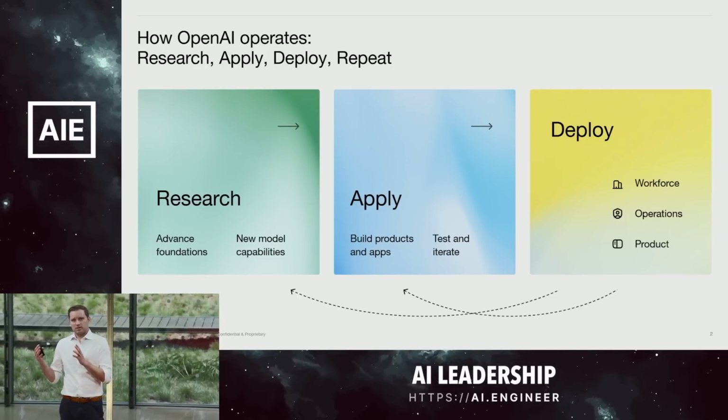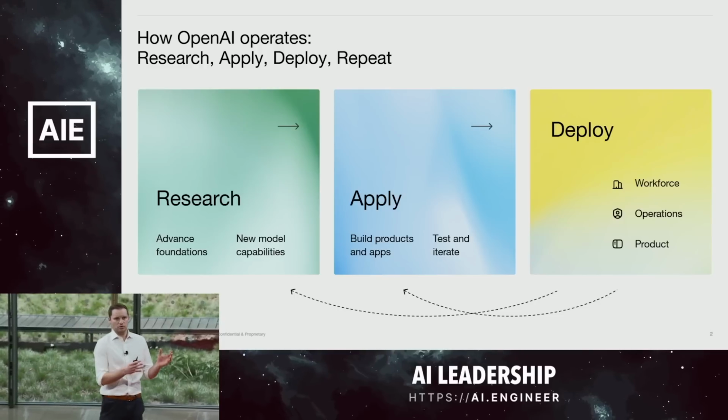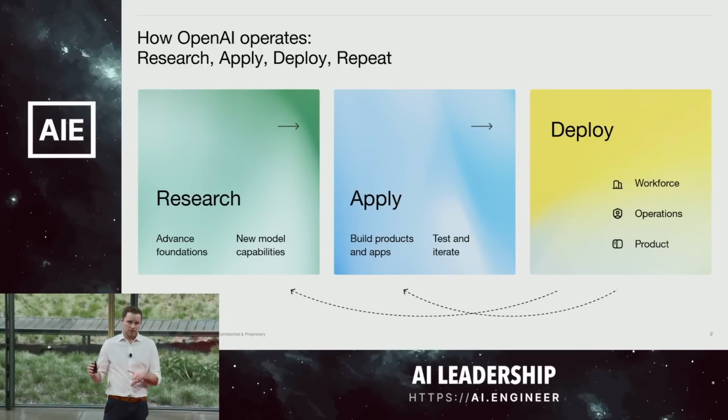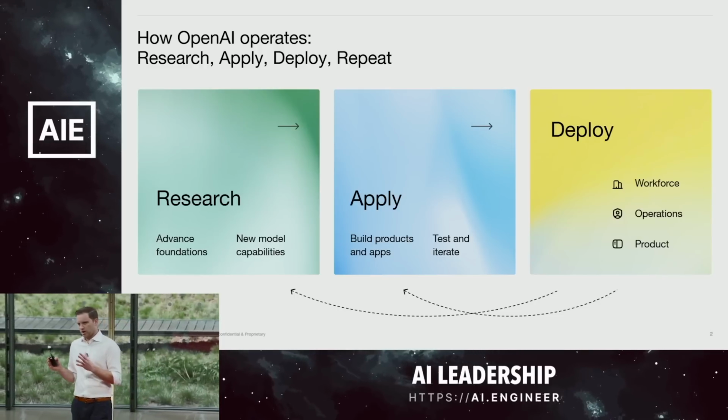And once we finally deploy these, there's kind of this iterative loop where we take feedback from the field to improve our product directly, and then also improve our core models through this research flywheel. So that's kind of the last step of getting it back to research. So this is typically how OpenAI operates.